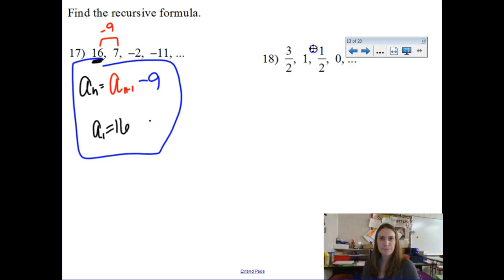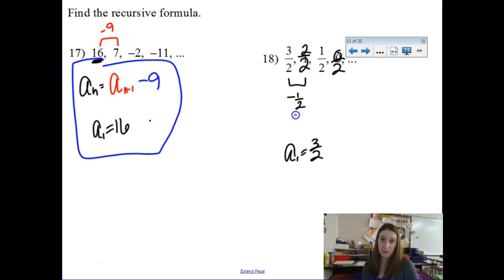Alright, again, I don't like these missing fraction pieces. So this is really 2 over 2, and this is really 0 over 2. When I look at sensing the pattern here, the common difference is they're subtracting 1/2. So our first term is clearly 3/2.